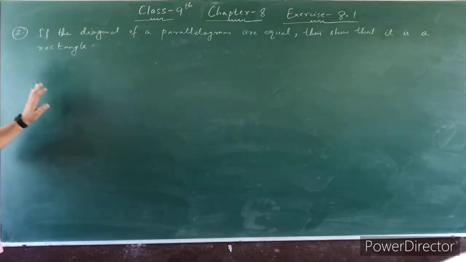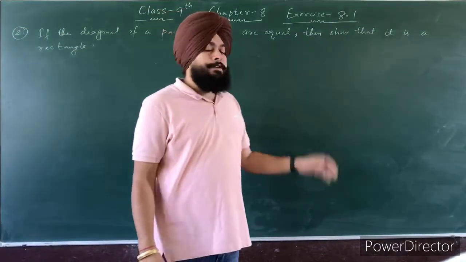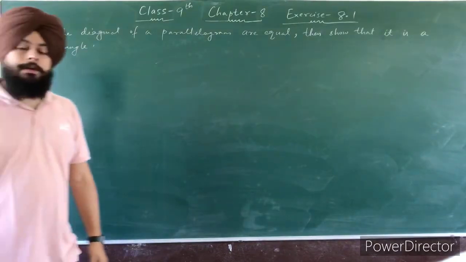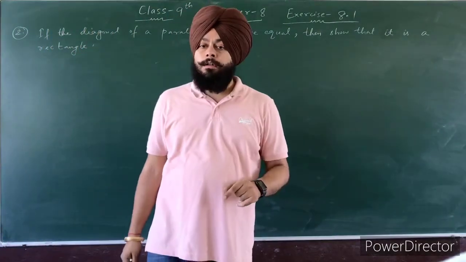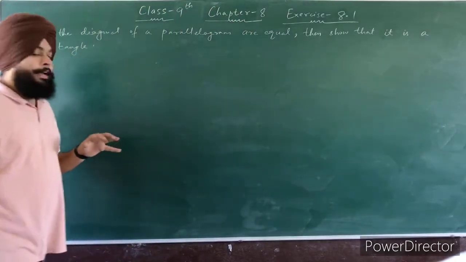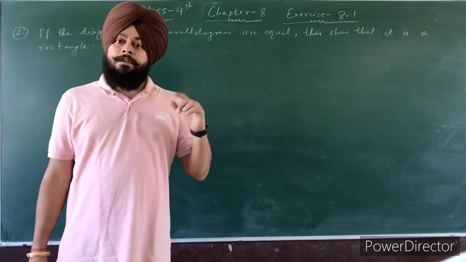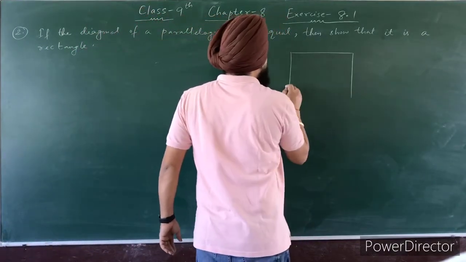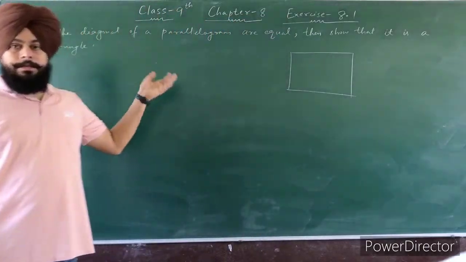Next, this is your question number second. If the diagonals of a parallelogram are equal, then show that it is a rectangle. So what is a parallelogram? In which opposite sides are equal and parallel. So we have to show that if the diagonals of this parallelogram are equal, then it is a rectangle.